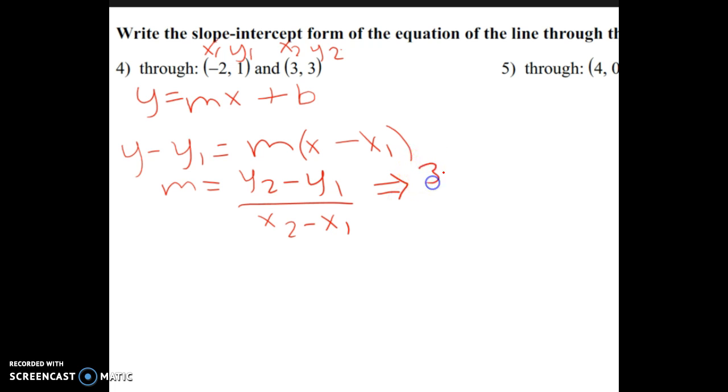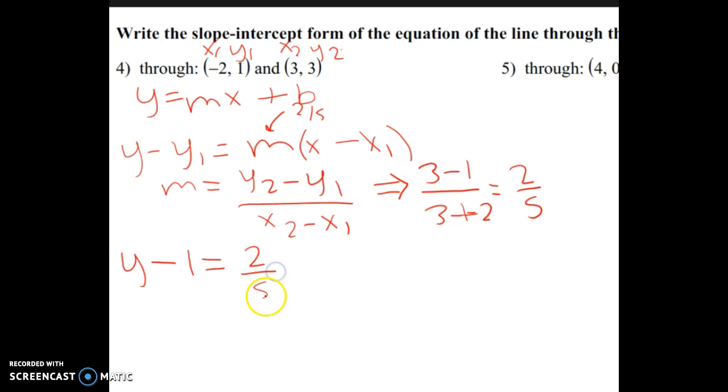y2 minus y1 is 3 minus 1 over x2 minus x1 is 3 minus negative 2, so that turns into a plus. We end up with 2 over 5. So our slope is 2 over 5. That's what's going to go in right there. And then we plug in our x1, y1. So it's going to be y minus y1 was 1 equals m, which is 2/5, times x minus x1, which was negative 2.